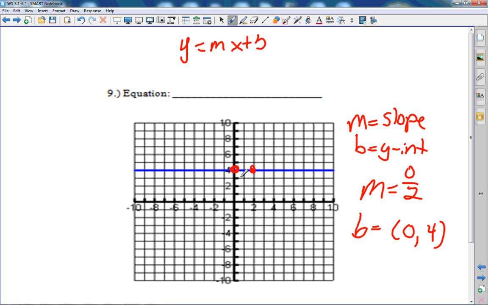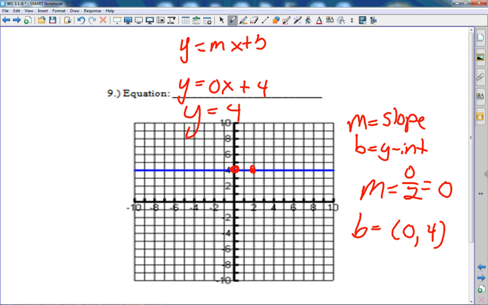And why did I pick that point? I could have picked any one on the line. It doesn't matter. Take your calculator: what is 0 divided by 2? Nothing divided by 2 people is nothing. So there's my slope. I can write this as y equals 0x plus 4. But really how you'll find it is y equals 4.